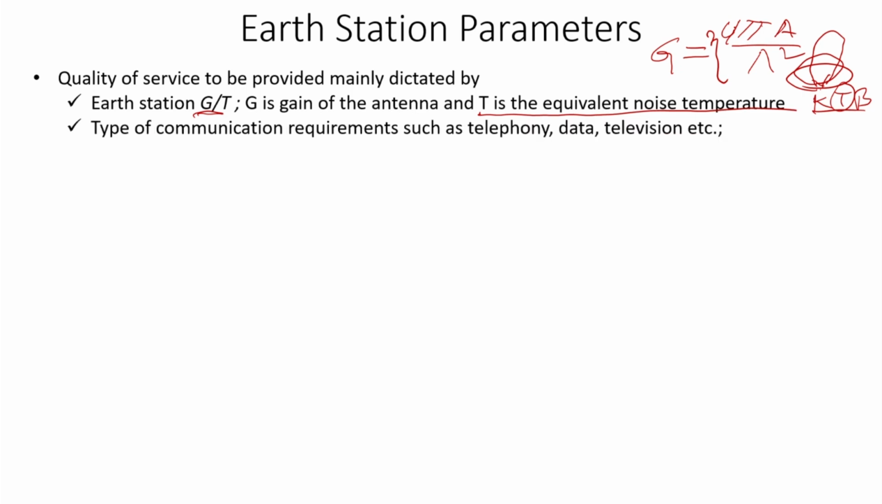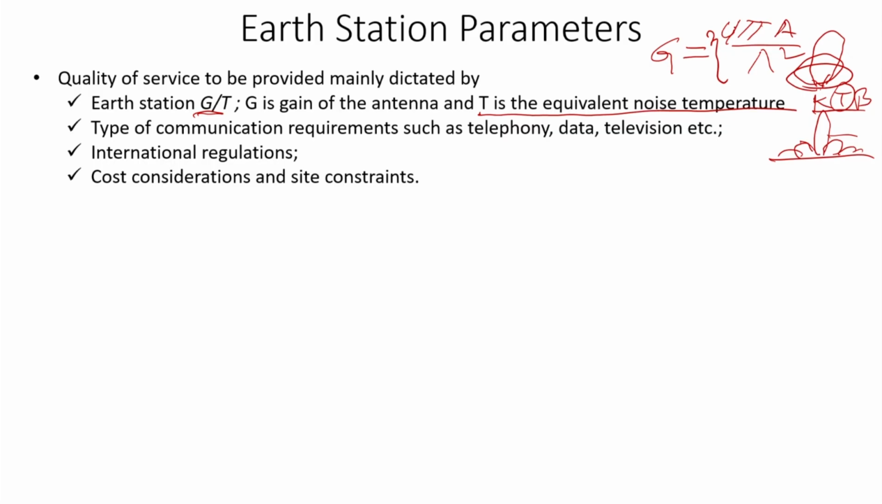Now, the type of communication requirements: it can be telephony, data or television. Then what are the international regulations? There are a few international regulations, for example on interference. The antenna will have a main lobe and it will have side lobes, and there is an international regulation that you cannot go beyond a certain side lobe level. These are the ITU regulations. Whenever an earth station is designed, all these regulations have to be kept in mind.